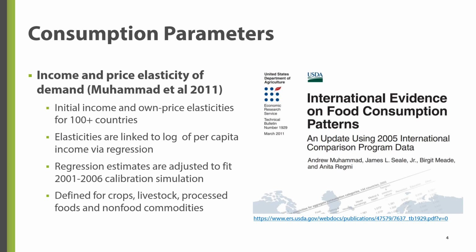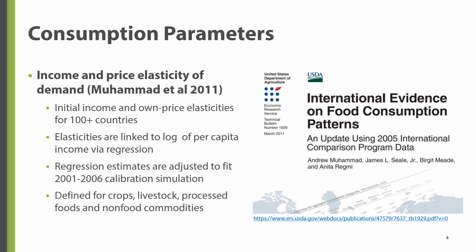Consumption parameters in the model include the income and price elasticities of demand for crops, livestock, and processed food commodities. Income elasticities represent the percentage change in per capita demand for a given food type, in response to a 1% change in per capita income. Price elasticities of demand represent the percentage change in per capita demand, in response to a 1% change in commodity price.